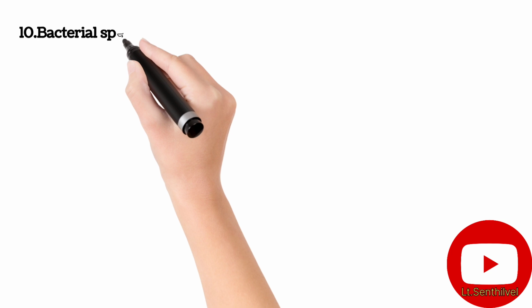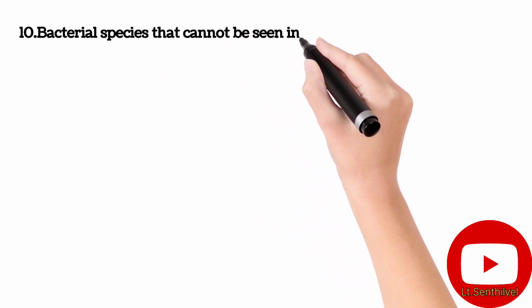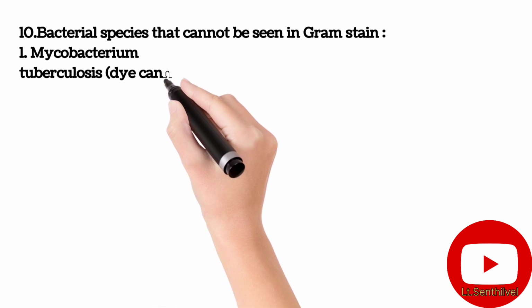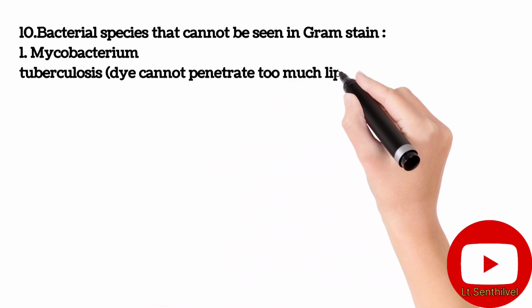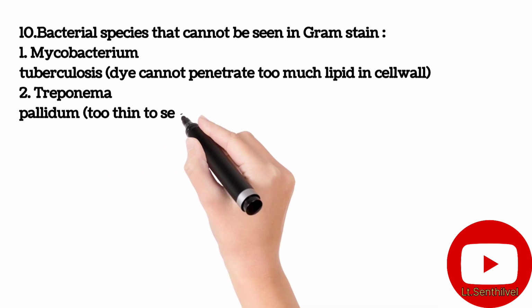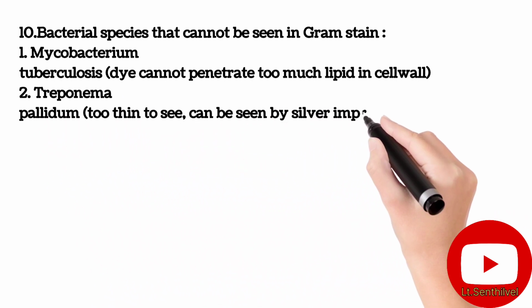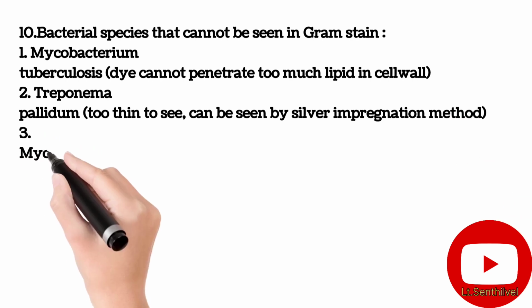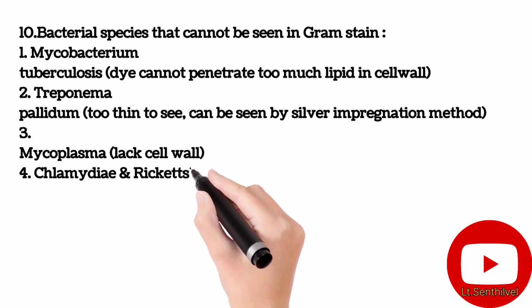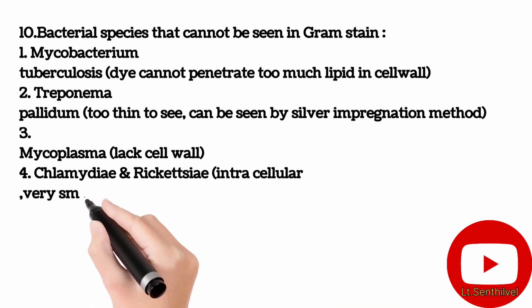10. Bacterial species that cannot be seen in gram stain. 1. Mycobacterium tuberculosis: dye cannot penetrate due to too much lipid in the cell wall. 2. Treponema pallidum: too thin to see, can be seen by silver impregnation method. 3. Mycoplasma: lacks cell wall. 4. Chlamydiae and rickettsiae: intracellular, very small.